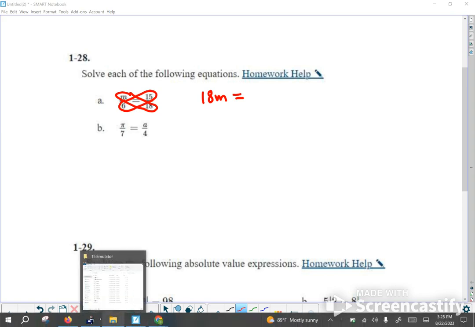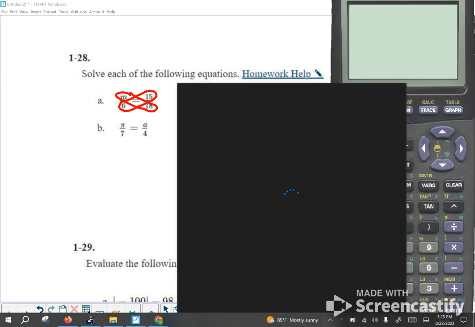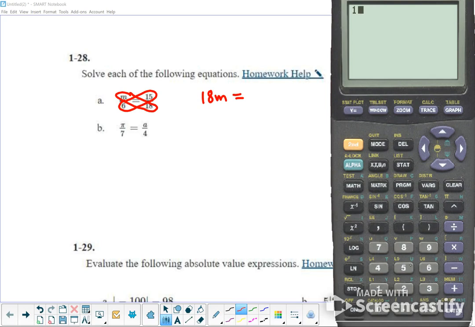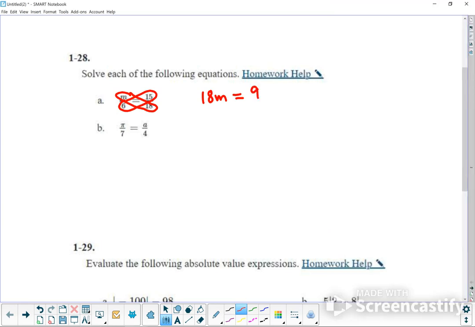Luckily, I pulled out a calculator. So we got 15 times 6, or 6 times 15, doesn't matter, but you get 90. So 18m equals 90. And you're going to try to think about what m would have to be.